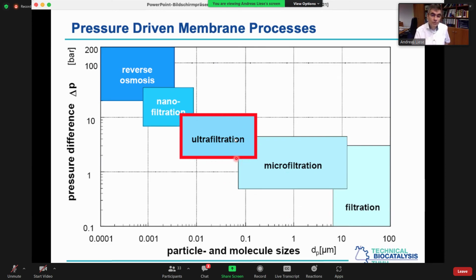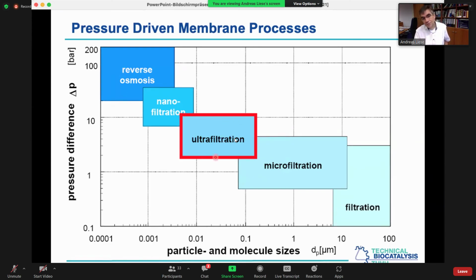Then we have ultrafiltration. Ultrafiltration still has pores in the membrane, but it is retaining solubilized compounds. So with ultrafiltration, we do not have a suspension with solid and liquid. We have macromolecules in liquid that we are retaining with the membrane. Then below this, we have nanofiltration. In nanofiltration, we often have no pores anymore. Sometimes we have pores, but often we don't have any pores anymore, but we have a diffusion through the membrane material, and the lowest one is reverse osmosis.